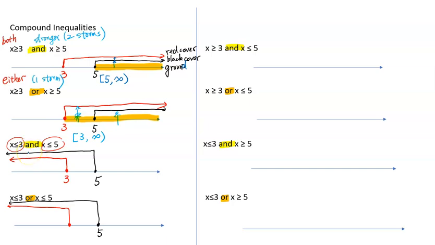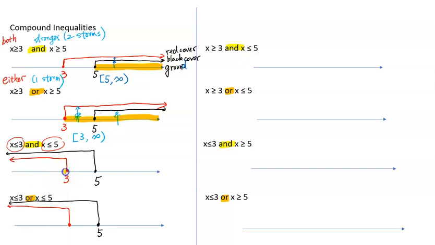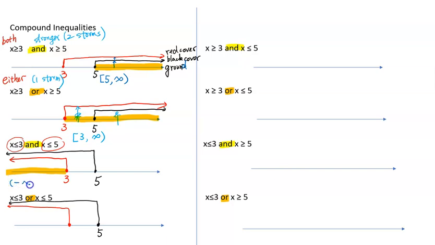Okay, so now we're going to look at the keywords. After you finish the first step, join the graphs for both. Now we're going to look at the word joining. If it's "and", it's 2 storms, so that means you need double layers. Looking at the number line, notice that the only place with double layers will be starting from 3 and moving to the left. So that gives us negative infinity to 3.